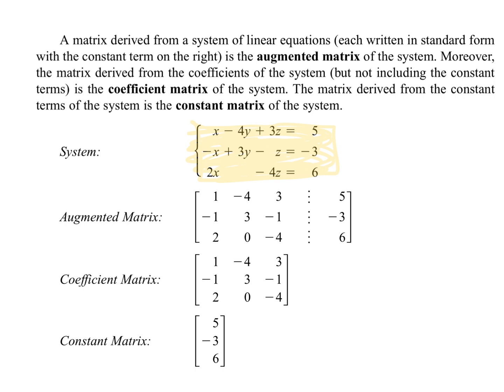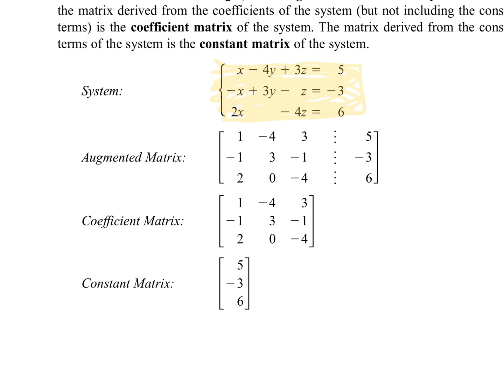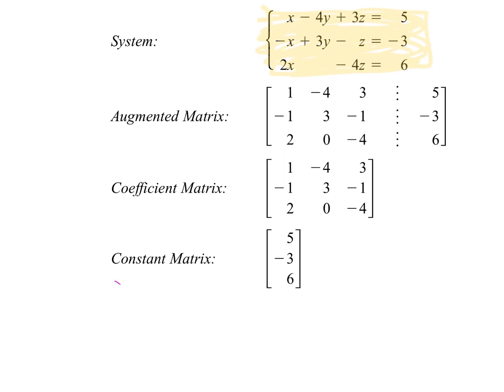So when they ask you for the augmented matrix of the system of linear equations, all that is, is the coefficients of all of the variables and the answers. Does that make sense? There are two other kinds of matrices. You have the coefficient matrix, which is exactly what it sounds like. It's just the coefficients of the variables. It does not include the answers. And then you have the constant matrix, which is only the answers.